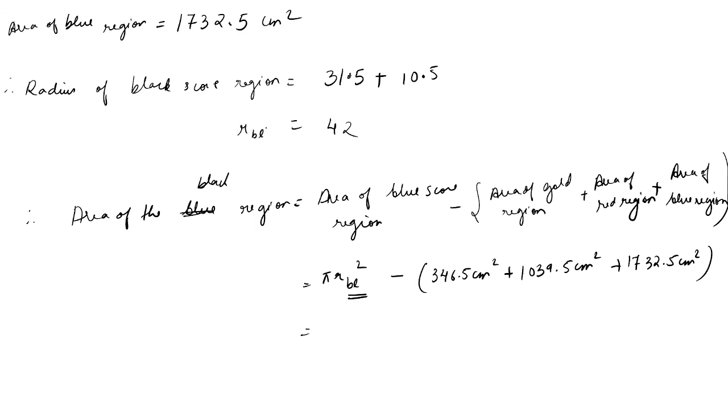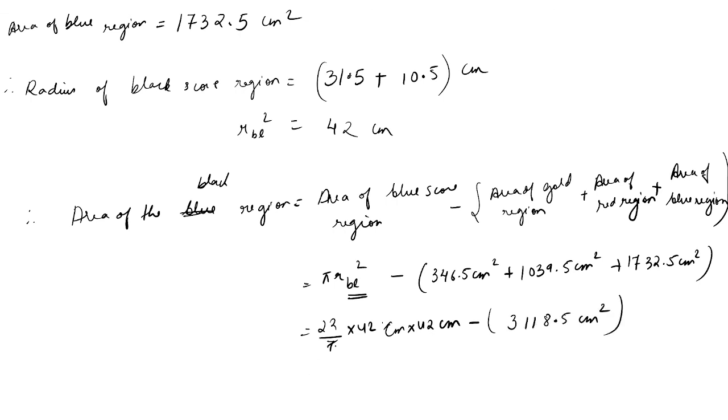Now let's find the area of this. So this is pi r bl square, which is going to be 22 by 7 into 42 into 42 centimeter. Now you sum up all these values: 346.5 plus 1039.5 plus 1732.5 will give you 3118.5 centimeters square. Okay, so 7 into 6 are 42. When you multiply this, 22 into 6 will give you 132. So 132 into 42, let's see what it gives us.